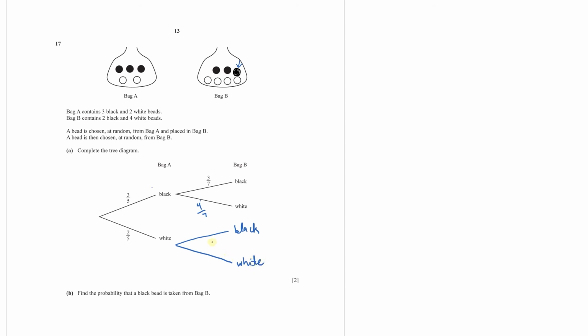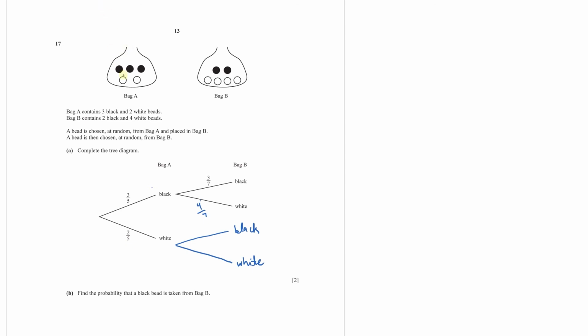So now, if you choose a white from bag A, what is the probability of choosing a white from bag A? There are 2 whites and there are a total of 5. So 2 over 5 is the probability of choosing a white bead from bag A.